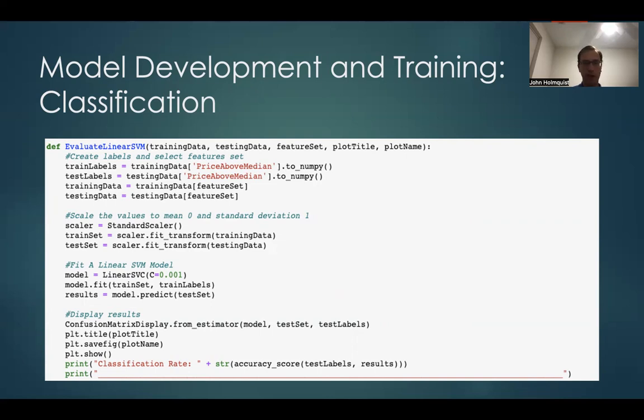Then I do the scaling pre-processing that I talked about a minute ago. And then I'll fit a classification model. So in this one, it's a linear SVM model. But those lines of code are replaced in different functions with different models. And then for classification problems, I'm going to evaluate the model by making a confusion matrix. And I'm also going to numerically evaluate it by calculating the classification rate.